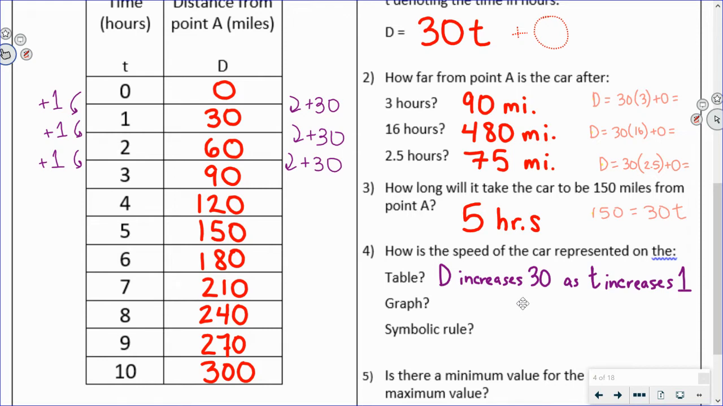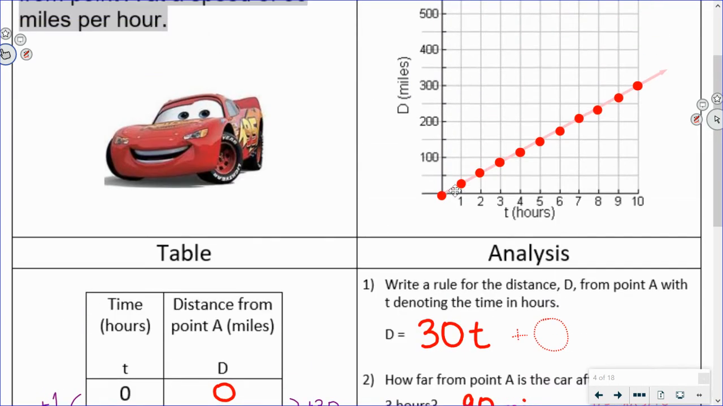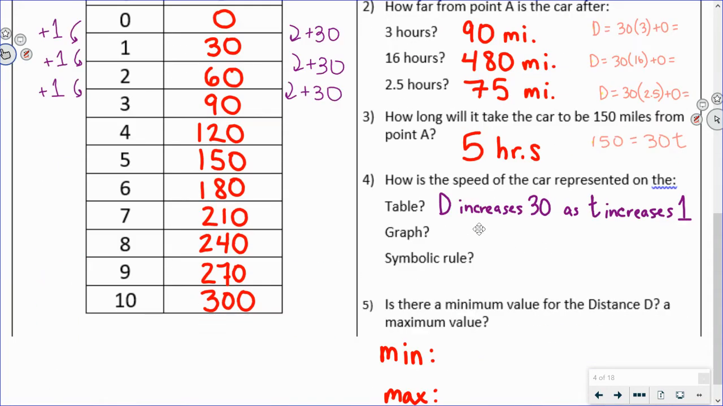What about the graph? How do we see that speed of 30 miles per hour on the graph? If we go up and we notice that over and over and over again, it goes up 30 miles for 1 hour, up 30 and right 1, up 30 and right 1. So that is how we see the speed on the graph. I'll even use the words rise and run.